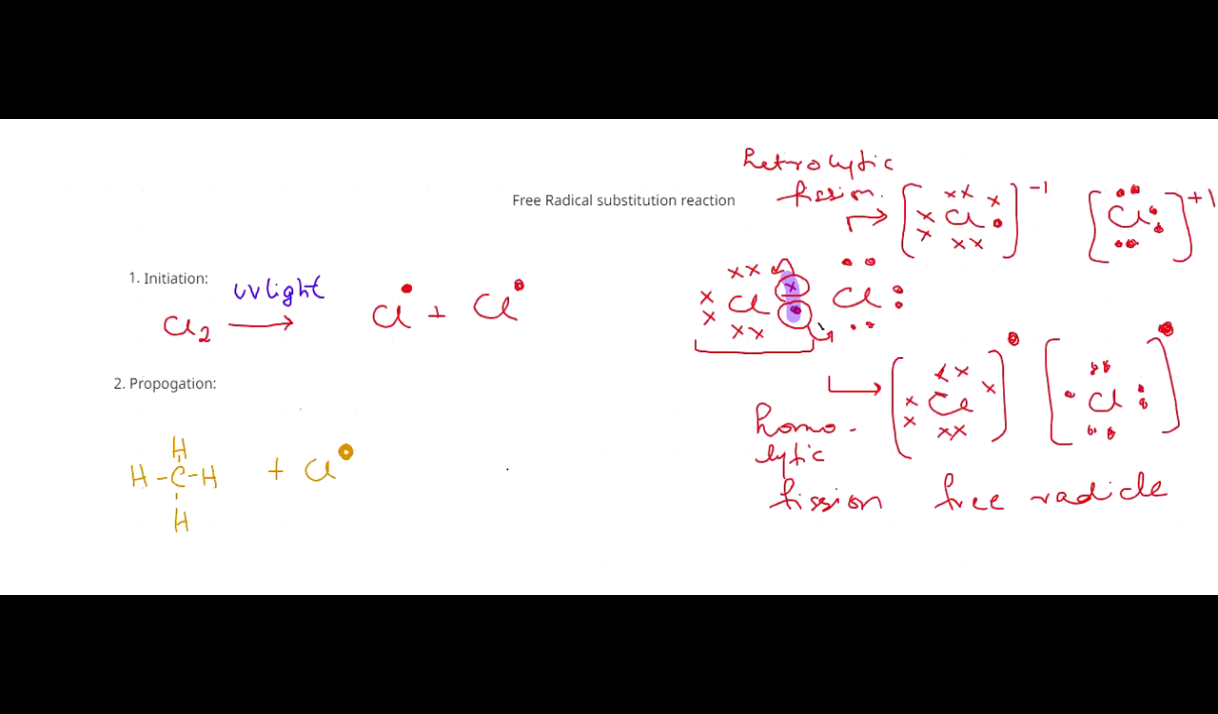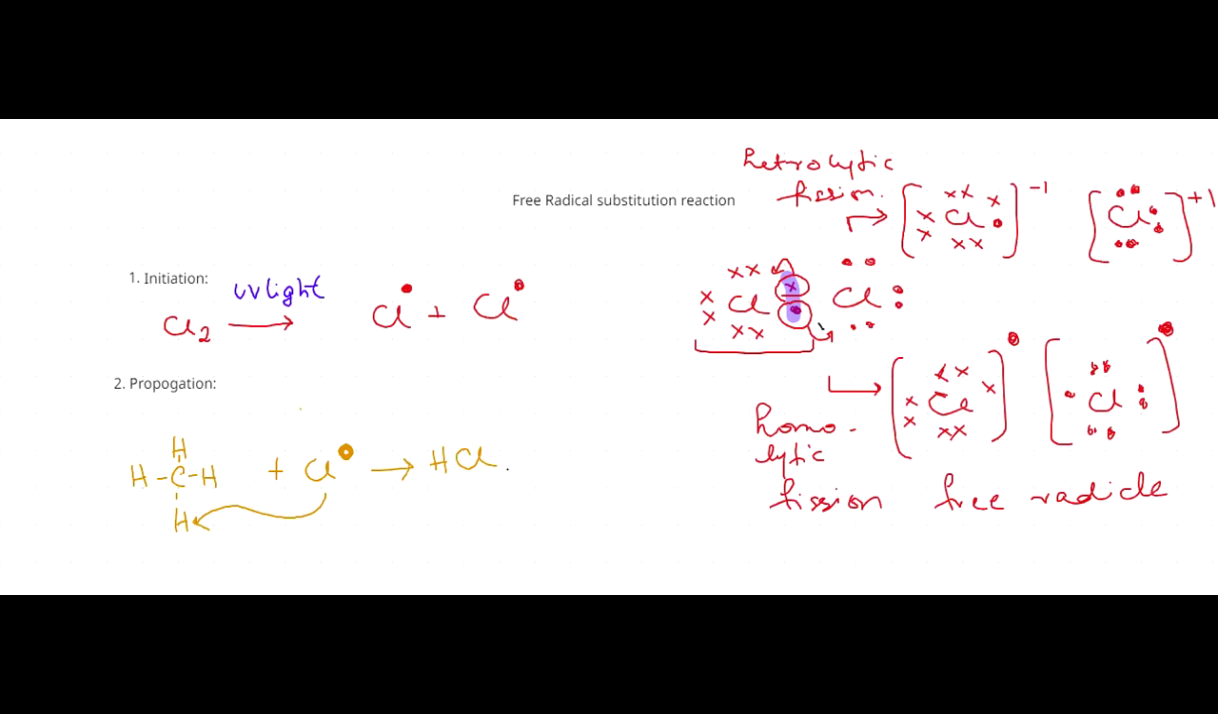It's like, listen, my goal is simple. I just want to have a complete outer shell. I just want to make a bond with someone. So chlorine is going to see that methane is over here with 4 hydrogens. Chlorine is going to attack, and in the process, it will take away one of the hydrogen atoms from methane for itself.